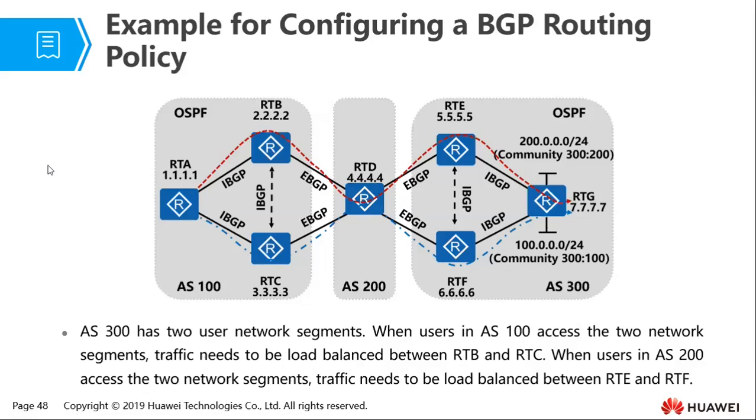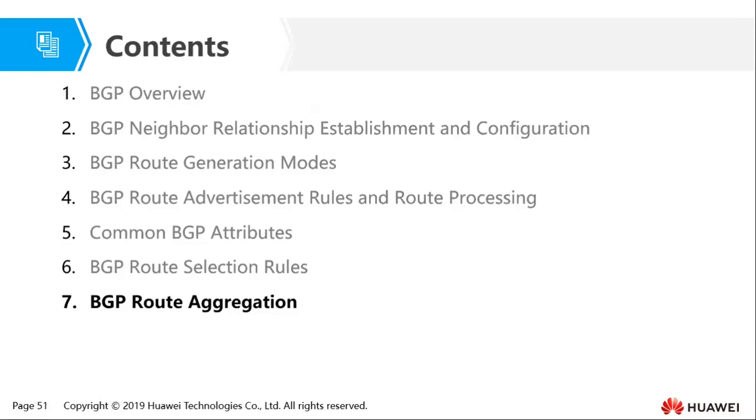An example for configuring a BGP routing policy, I want to give you this as a reading assignment before you do the labs. So before you do the labs, you can go through this scenario. It's not very difficult, so I want to leave it for you. If you have a question, you can let me know.